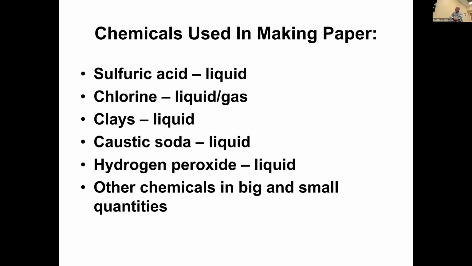So what liquids are here? So I got sulfuric acid. Those are going to be in 111 cars, DOT 111s. Chlorine is going to be in a DOT 105 car. The clays are going to be in AAR 211 cars. Caustic soda is going to be in a DOT 111. Hydrogen peroxide, DOT 111. And then, of course, you have lots of other chemicals.